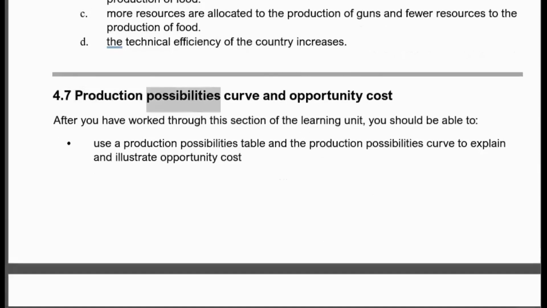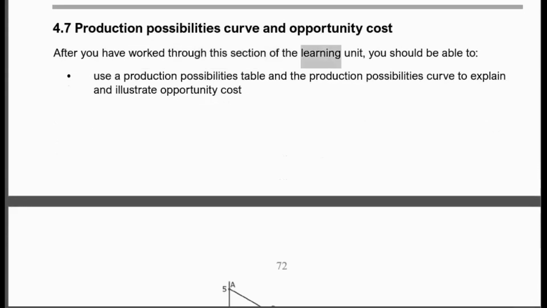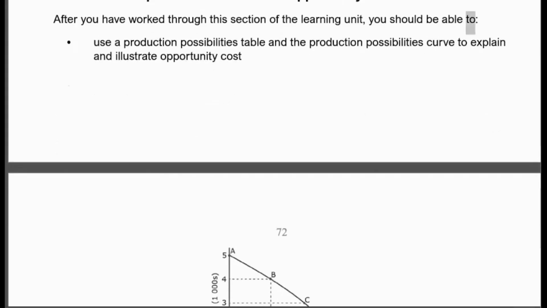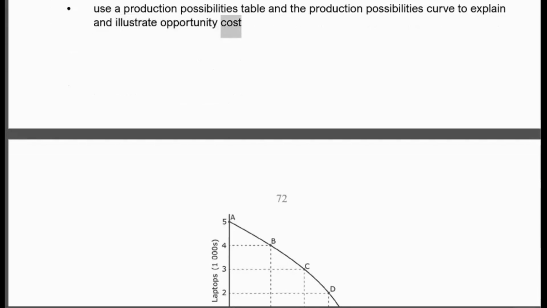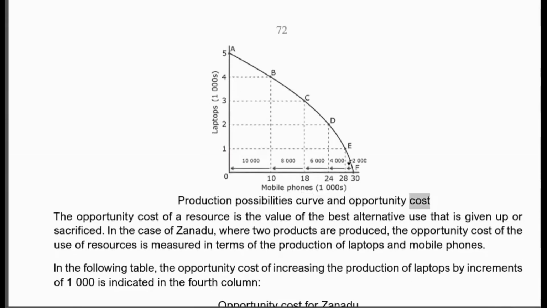4.7 Production possibilities curve and opportunity cost. After you have worked through this section of the learning unit, you should be able to use a production possibilities table and the production possibilities curve to explain and illustrate opportunity cost.